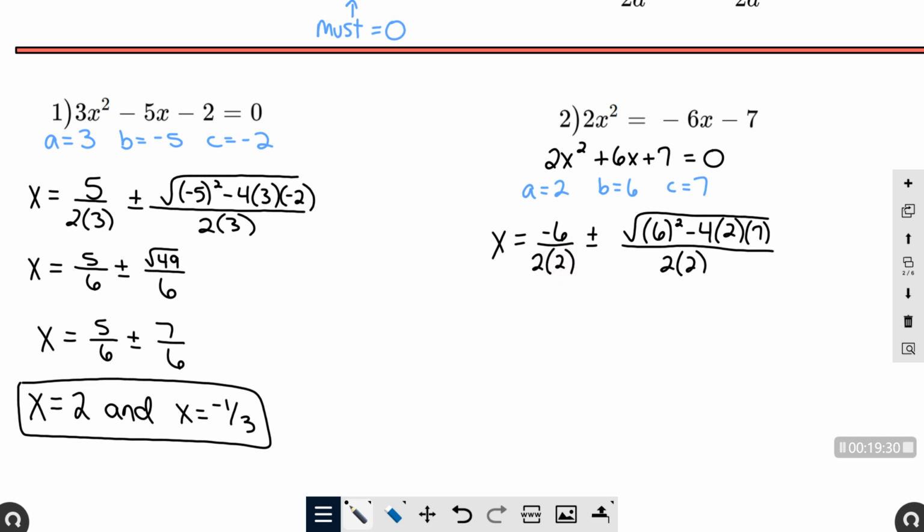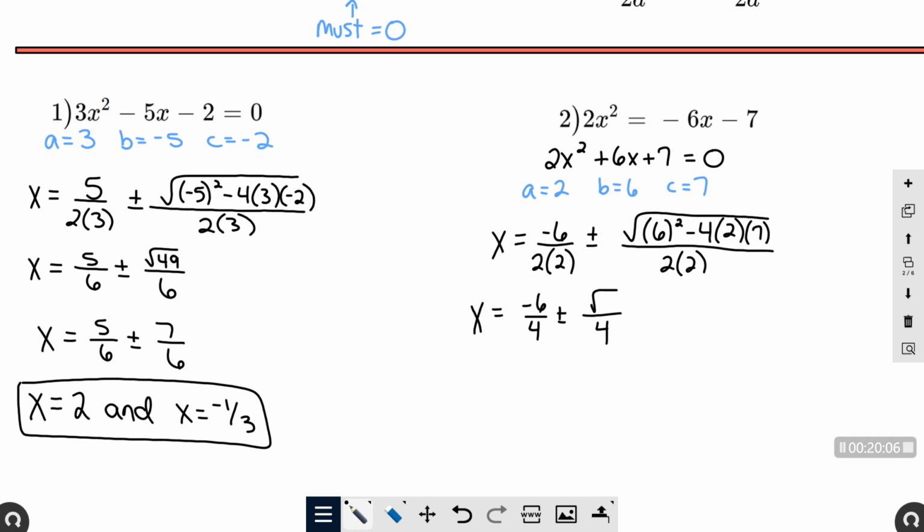Sometimes the hardest part is making sure you got your numbers in the right spot. But once you have everything put in, remember you simplify denominators first. So 2 times 2 is 4. And then you simplify what's under the square root. So type it in the calculator exactly how it looks. Make sure that you use parentheses, and then the squared is always outside the parentheses. So what's 6 squared minus 4 times 2 times 7?